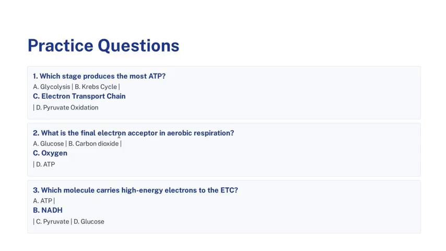So what is the final electron acceptor in aerobic respiration? It's gonna be oxygen, because we're producing ATP, so it cannot be the final electron acceptor. Glucose we're converting to ATP. And which molecule carries high energy electrons to the ETC? That's from the Krebs cycle, which is the NADH.